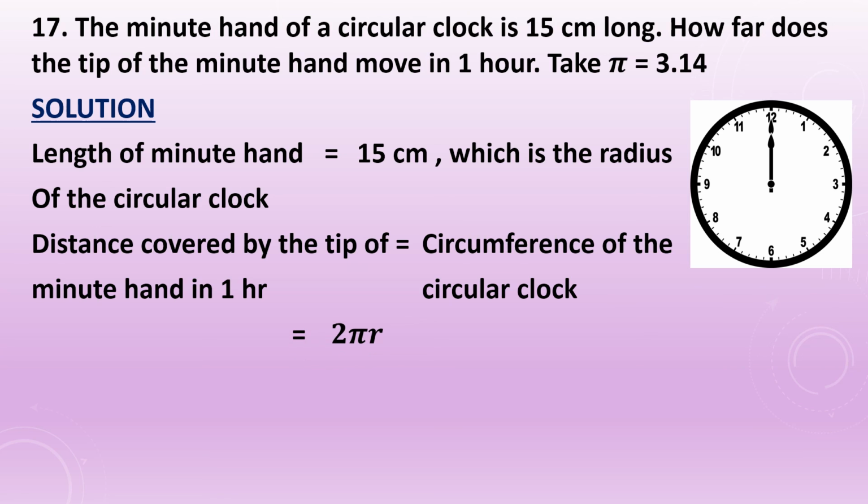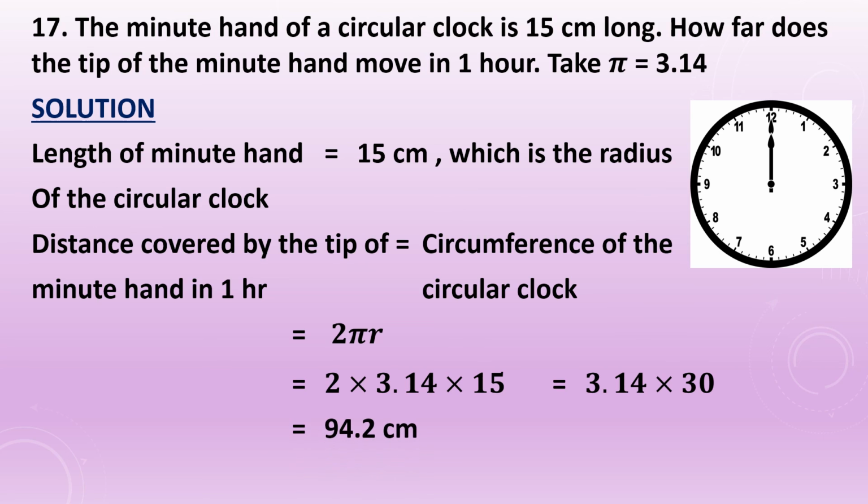Substituting the value, 2 into 3.14 into 15. 2 into 15 gives 30. 3.14 multiplied by 30 which gives 94.2 centimeter. Hence, the tip of minute hand moves 94.2 centimeter in 1 hour.